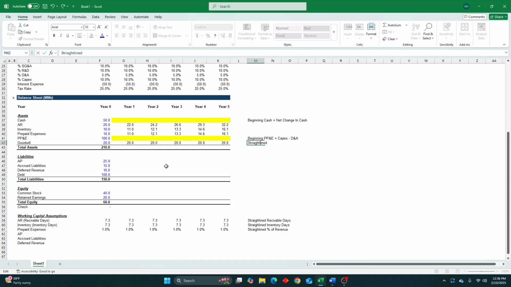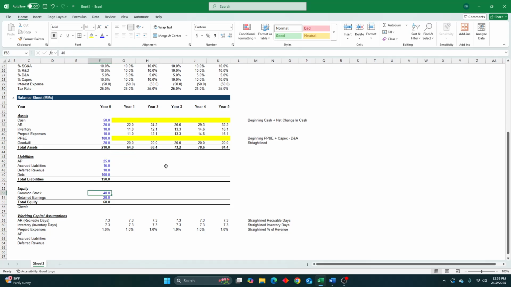And now we can calculate or project forward our total asset balance. Okay, there we go. So we have our assets calculating. We still need to remember to go back and calculate our cash balance, which is going to be our beginning cash plus our net change in cash, and also our property, plant, and equipment, which is our beginning PP&E plus any CapEx less D&A.